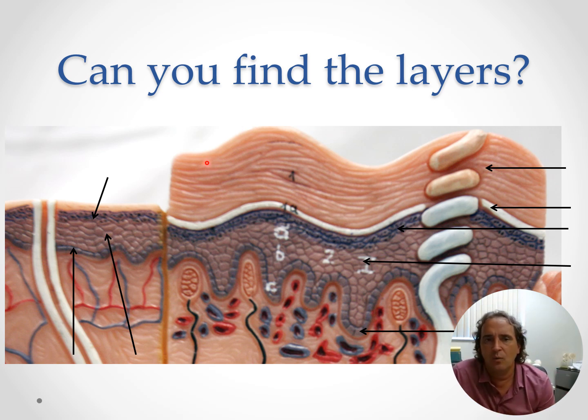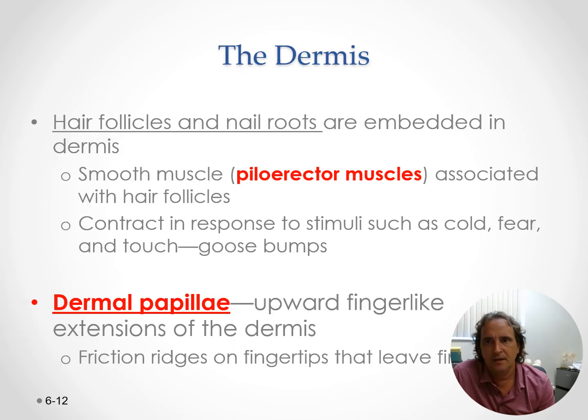Start from the bottom, work your way up, and then that way you'll be able to tell, is there lucidum, is it thick or thin skin? Now we're going to the dermis. Every hair, or most hairs, are going to have a piloerector muscle, which is going to be associated with goosebumps. You're also going to have those finger-like projections that go up, which are going to be dermal papilla.